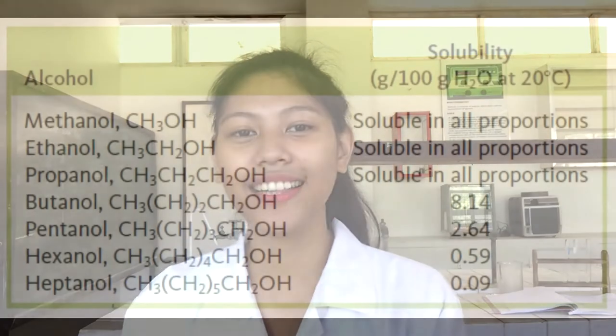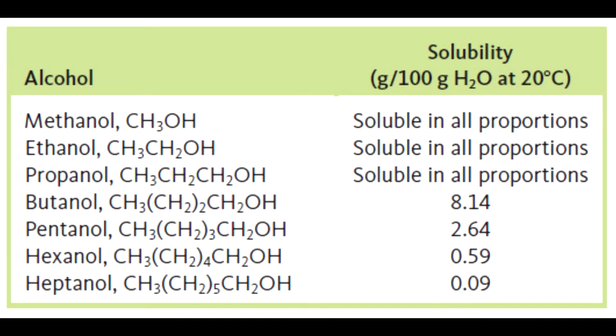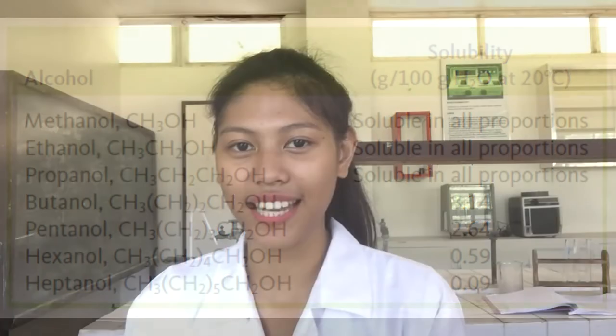Alcohols are soluble in water. This is due to the hydroxyl group in the alcohol, which is able to form a hydrogen bond with water molecules. Alcohols with a smaller hydrocarbon chain are very soluble. As the length of the hydrocarbon chain increases, the solubility in water decreases. With more carbon in the hydrocarbon chain, the decrease in solubility becomes visible as the mixture forms two immiscible layers of liquid.